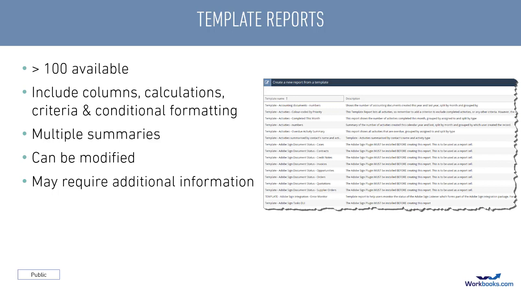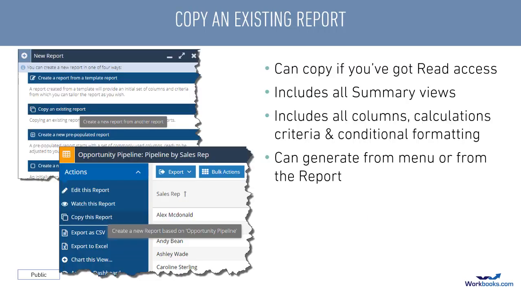If you need more information on what a details view is compared with a summary view, I'd recommend that you watch the tutorial called What Does a Report Consist Of? Once you've chosen a template to use, you can modify it. You can add or remove columns, you can amend the criteria, you can add your own summaries and so on. The template just gives you a really good framework to start with.